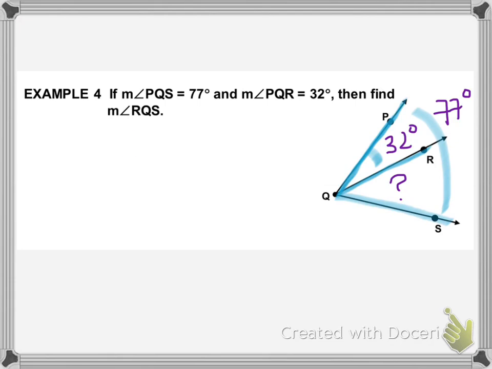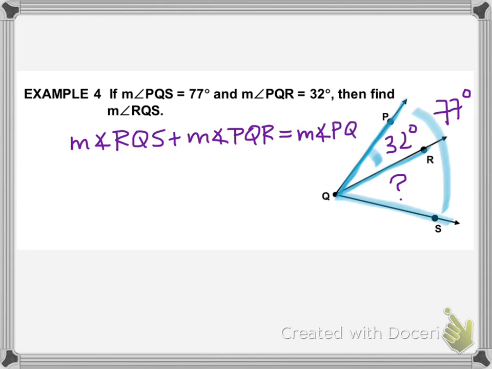So if I add the 32 with the one that I don't know, let's actually use the symbols first. If I add the measure of angle RQS plus the measure of angle PQR, that should equal the measure of angle PQS, the whole big angle. So let's just go ahead and plug in some values. The measure of angle RQS, we don't know. That's what we're trying to find. So we could call that X. Plus, the measure of angle PQR is 32 degrees. And that's supposed to equal the measure of angle PQS, which is the whole thing.